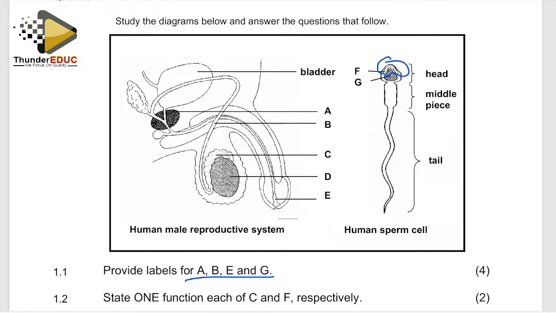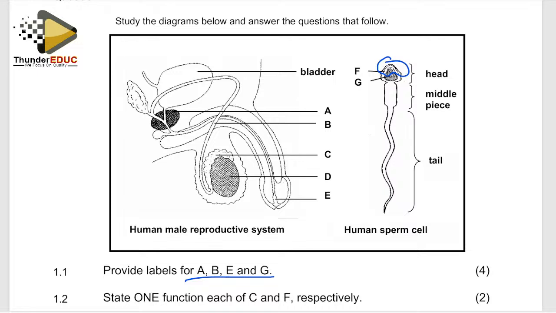And then F, what's the function of F? To bite enzyme. Because now you're using the word teeth. Anyway, it's not to bite. The correct way to express it in the exam is to digest the membrane of the ovum so that fertilization can take place. So the acrosome provides these enzymes.